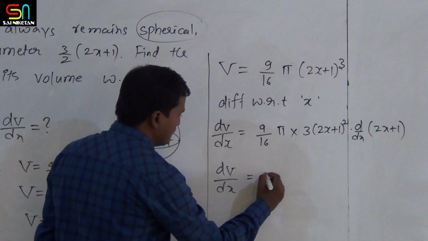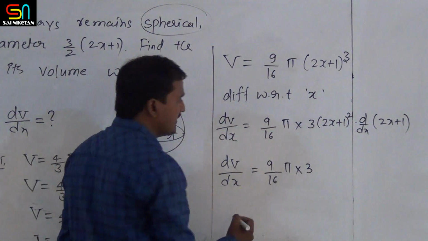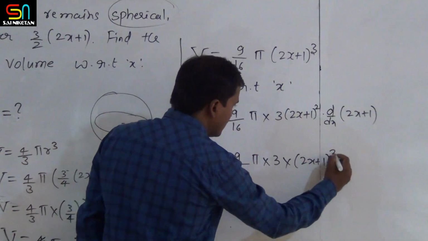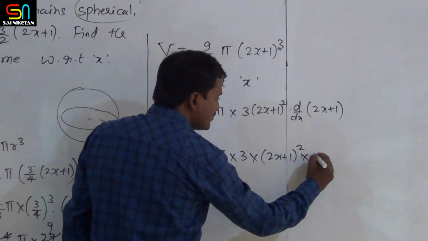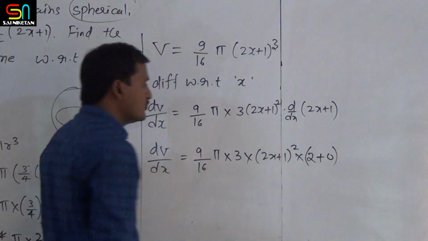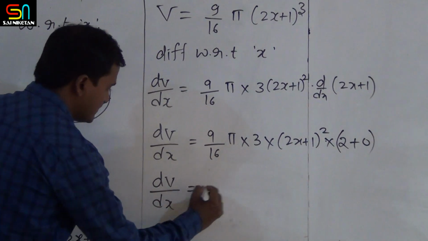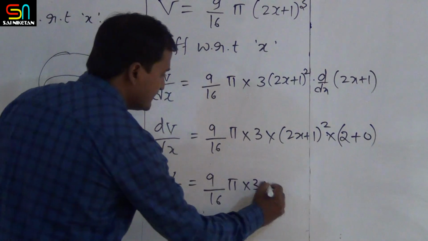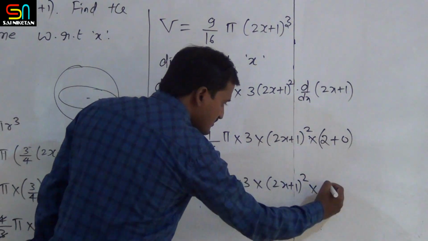So dv by dx is equal to 9 upon 16 pi into, here it is 3 into (2x plus 1) whole square into the differentiation of 2x, which is 2, and the differentiation of 1 is 0. So clearly here it is 2 plus 0, or here we should simplify this one. dv by dx is equal to 9 divided by 16 pi into 3 into (2x plus 1) whole square into 2 plus 0, which is 2.